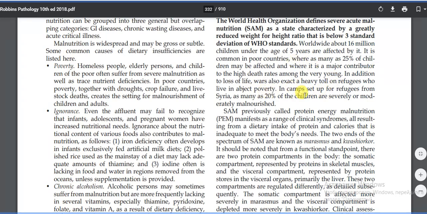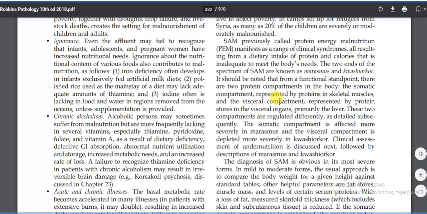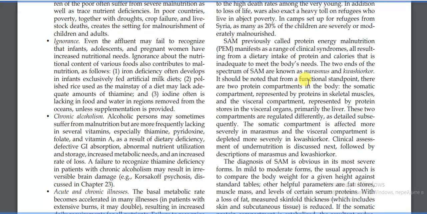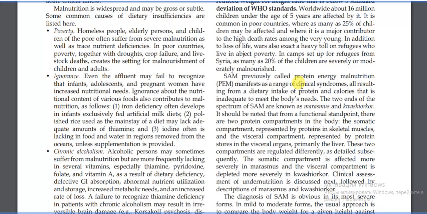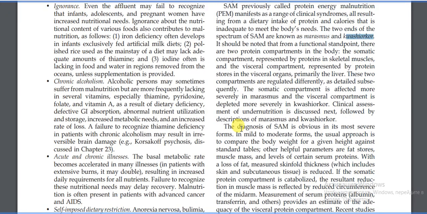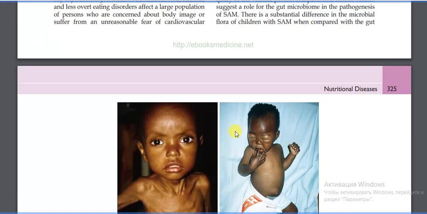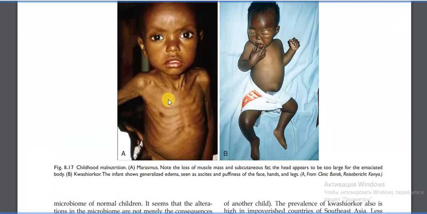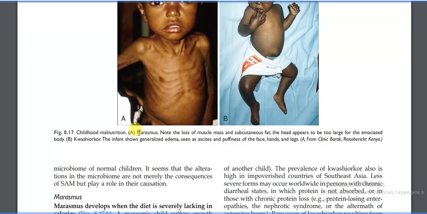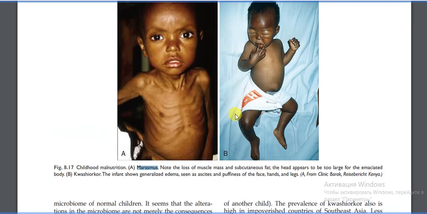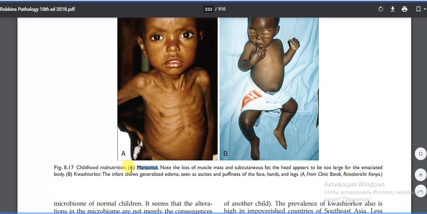So here we have some examples. So let's skip it. You understand what it is, and which diseases are caused by severe acute malnutrition. They are marasmus and kwashiorkor disease, and we'll discuss the differences between them soon. So this is a typical example of marasmus, and we'll discuss it in detail. And this is kwashiorkor disease.